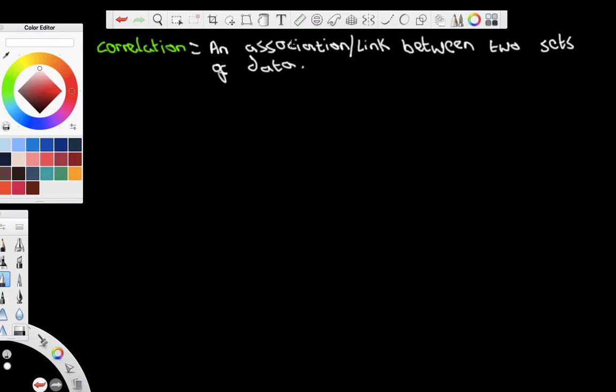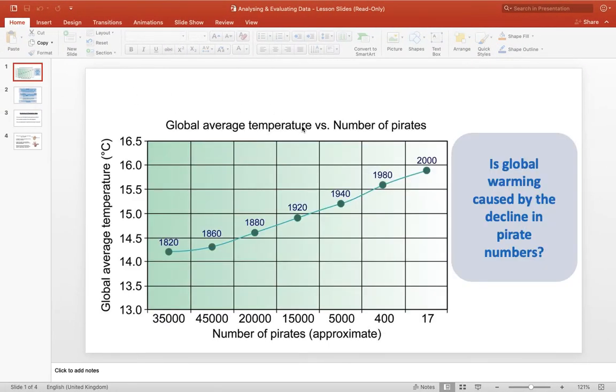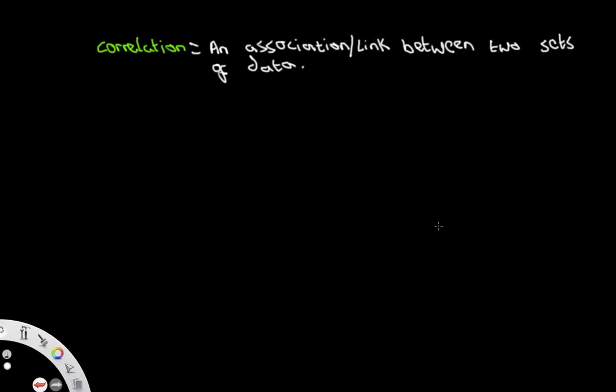Okay? Now, just because two sets of data are linked, it doesn't mean that one is causing the other. So if we think back to our starter even, yes, there is a correlation between the temperature of the Earth and the number of pirates. However, we can't say that this increase in temperature has caused the number of pirates to go down. We can't say that. There would be a number of factors at play, not just global temperature.